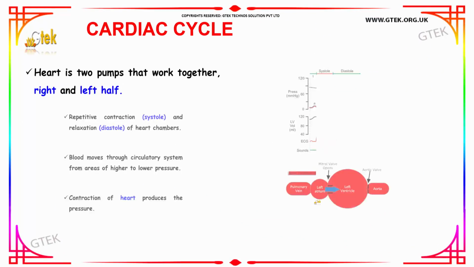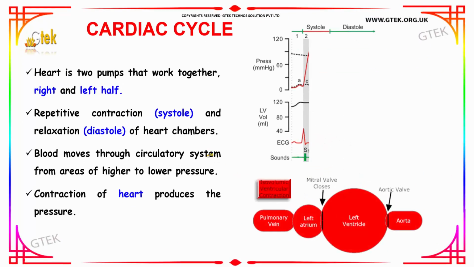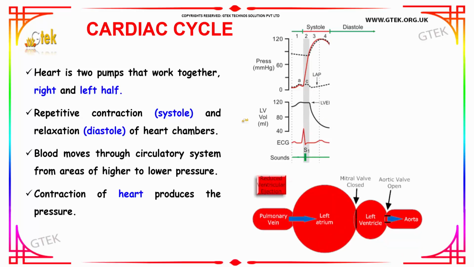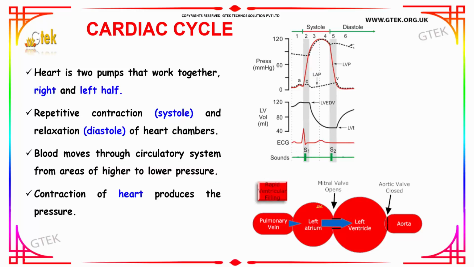Next we are going to study the cardiac cycle. The heart is a two-pump system that works together, with the right and the left half. The repetitive contraction is the systolic movement and it is known as systole. And the relaxation of the heart is known as diastole. The blood moves through the circulatory system from areas of higher to lower pressure. So this is the principle by which the blood moves inside the heart. The contraction of the heart produces the pressure.